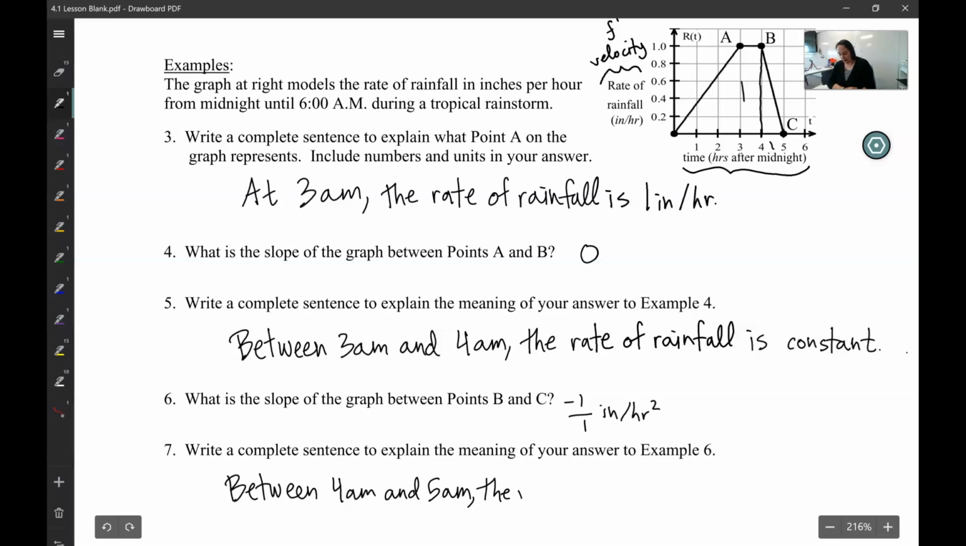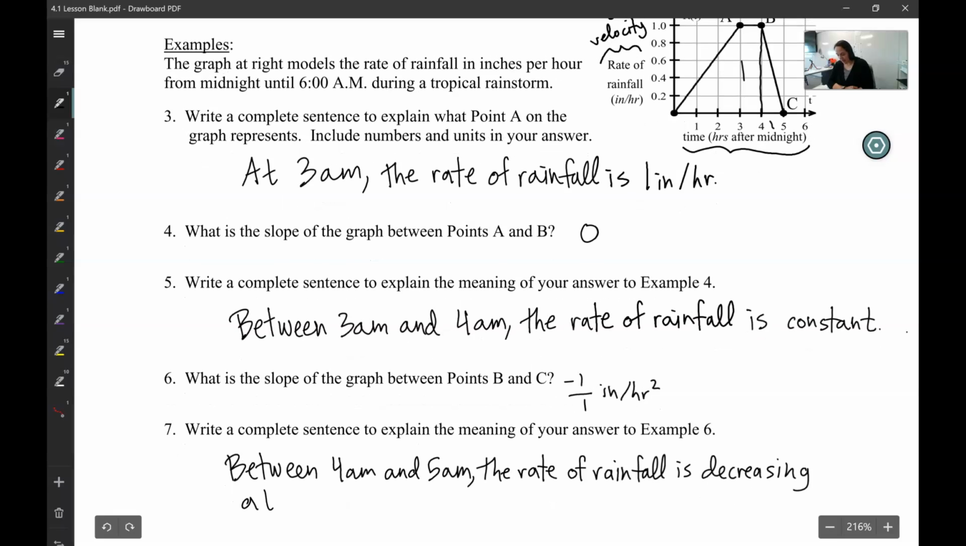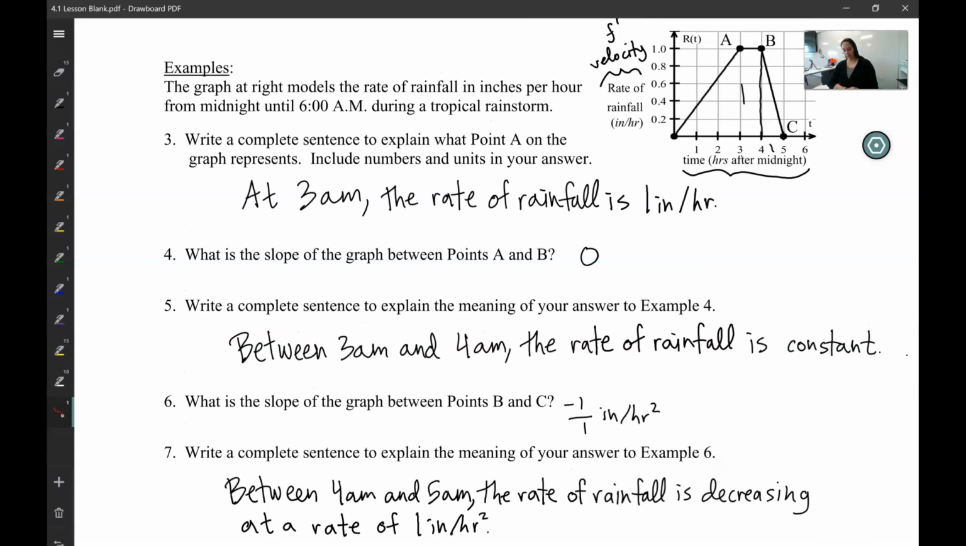This time, the rate of rainfall is decreasing. And we can even say it's decreasing at a rate of 1 inch per hour squared. Now, I don't need to say negative 1 inch per hour squared. I don't need to have that negative there because I say it's decreasing. So the decreasing shows that it should be negative. And that should be it. So you should be able to begin on the evens on your homework now.